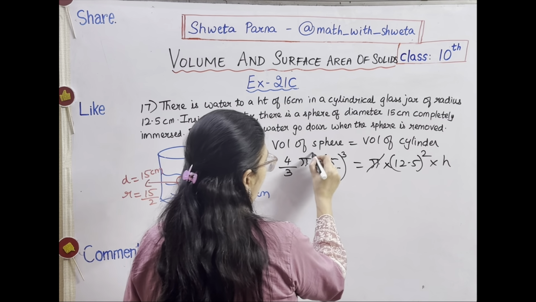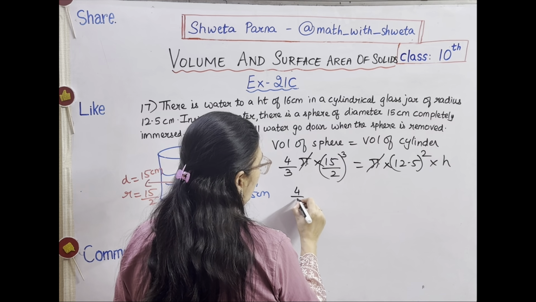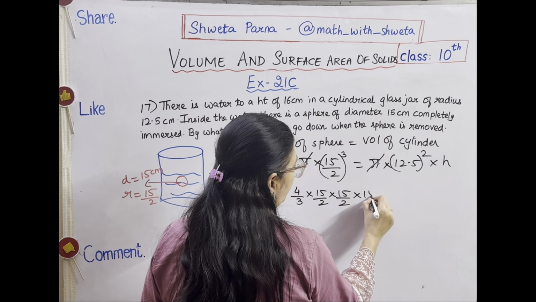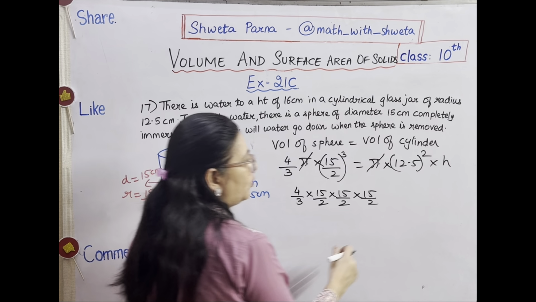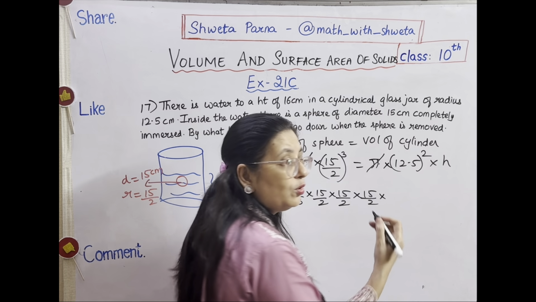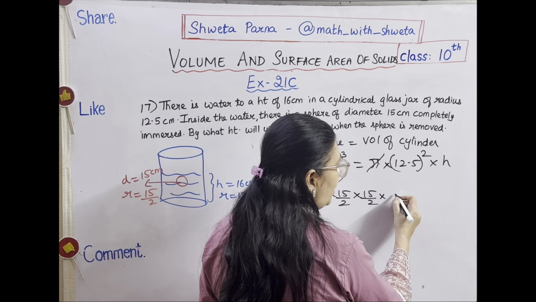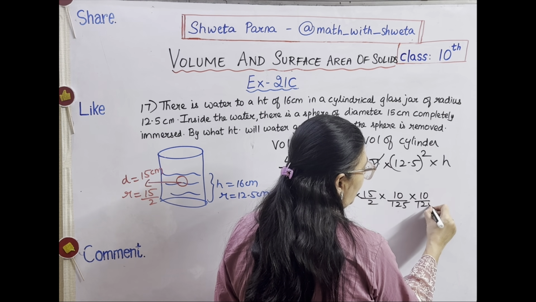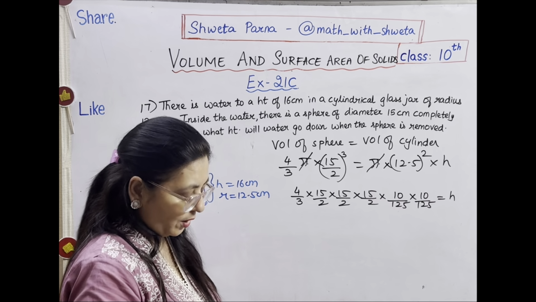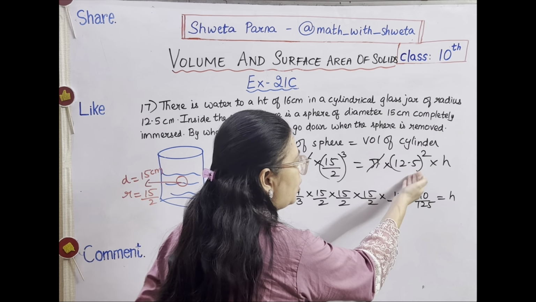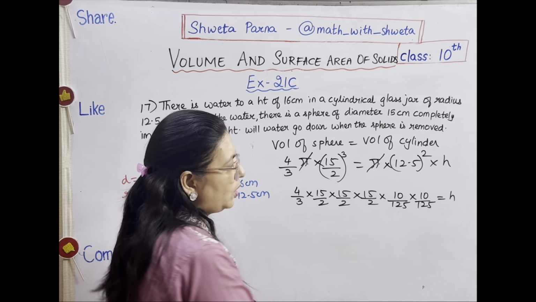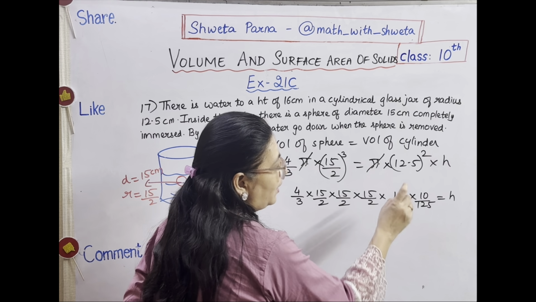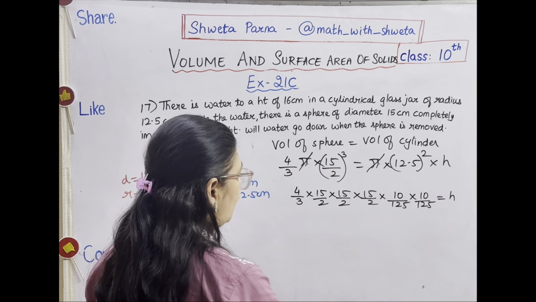Okay. So pi and pi get cancelled. So this is 4 upon 3 into 15 upon 2 into 15 upon 2 into 15 upon 2. Take 12.5 to this side. So here you will divide it, and when you divide it, it would be 1 upon 12.5. So it is 10 upon 125 into 10 upon 125 is equal to height. Okay, see what I did? Over here it is multiplication. When it comes to this side, it would be division. Now 12.5 is in the denominator, so when you remove the decimal, 10 will go. Okay, it becomes easier to solve then.